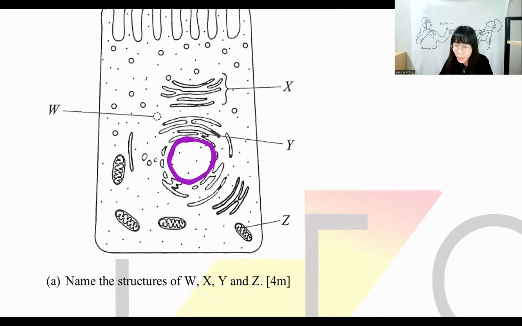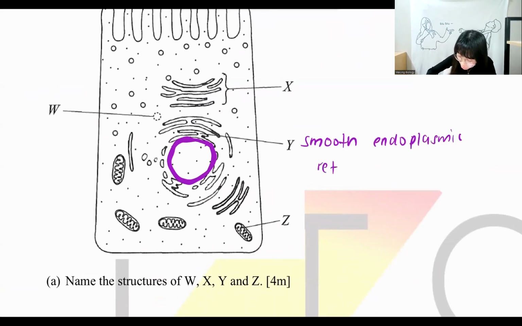They are smooth ER, but we cannot write ER in the exam. We have to write smooth endoplasmic reticulum. You cannot write the short form, cannot write SER. You have to write smooth endoplasmic reticulum.